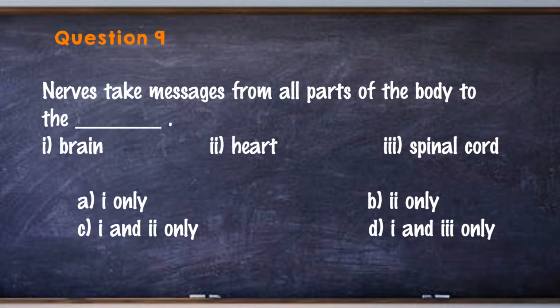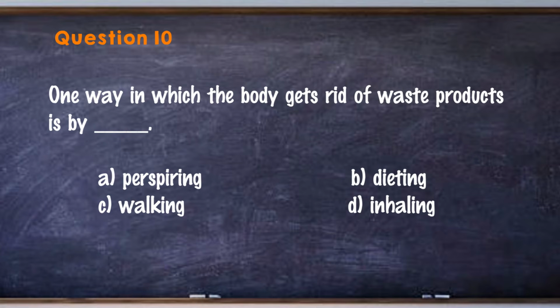Okay, so with that being said, we heard two words there being used quite often. That is brain and spinal cord, okay? So the best answer to that question would be D, the brain and the spinal cord only. Good. Let's look at number 10.